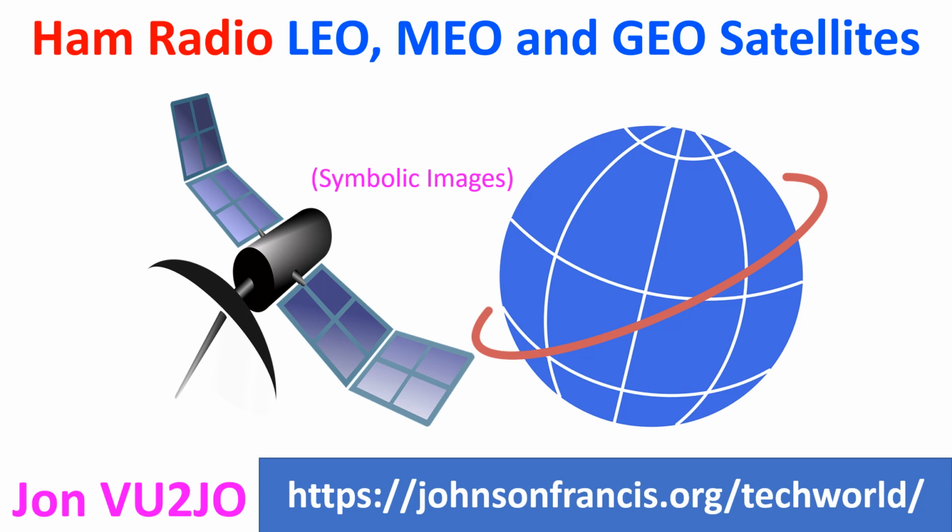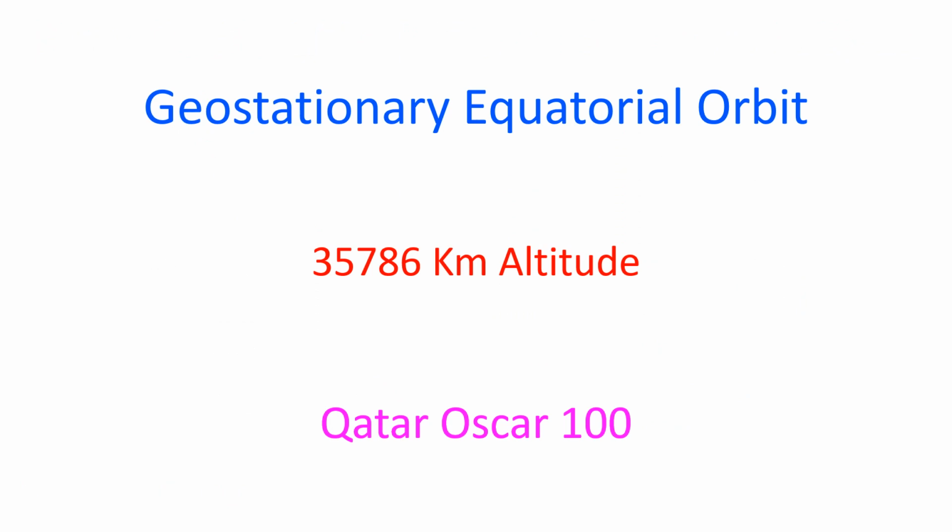35,786 km is the altitude for a geosynchronous orbit, meaning that the satellite takes 1 day to complete an orbit. They return to the exactly same point in the sky after 1 day. They could rotate in the same direction as the Earth or in opposite direction. GEO stands for Geostationary Equatorial Orbit and is a type of geosynchronous orbit. In this case, the satellite appears stationary above the same point on the Earth's surface.